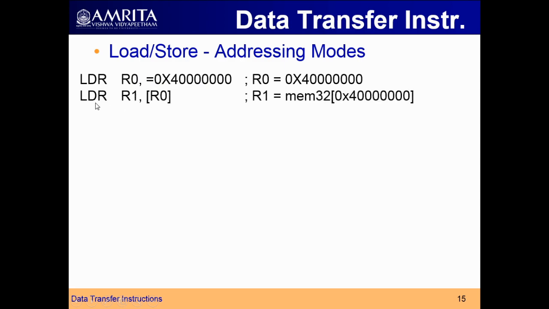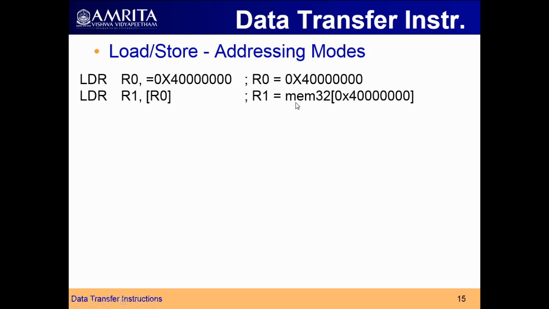The second one, you are writing LDR R1, [R0]. What does it mean? It comes under the addressing mode known as base plus offset addressing mode. What is the base address? It is stored in R0. What is the offset here? In this case, the offset is 0. Right? So LDR R1, [R0], what does it mean? The content of the memory location pointed by R0 will be moved on to R1.